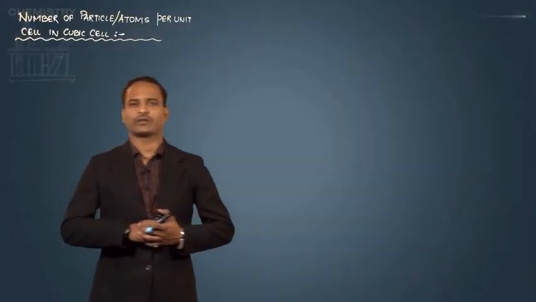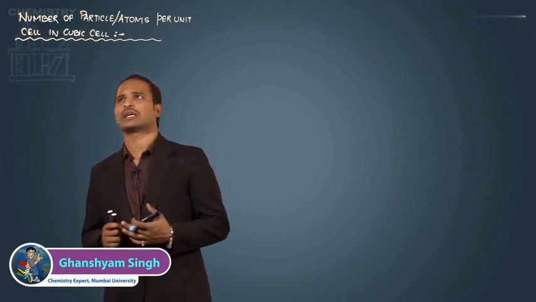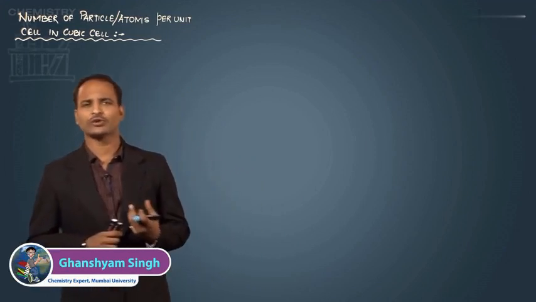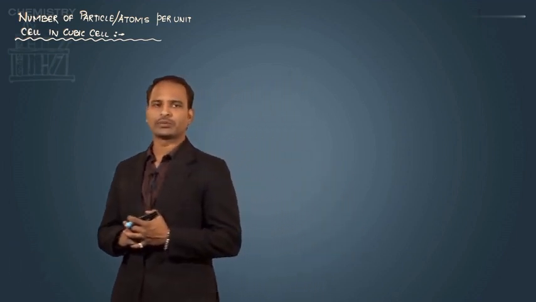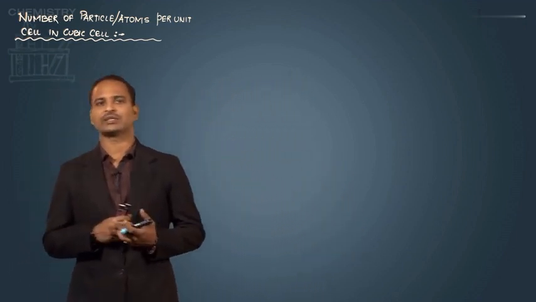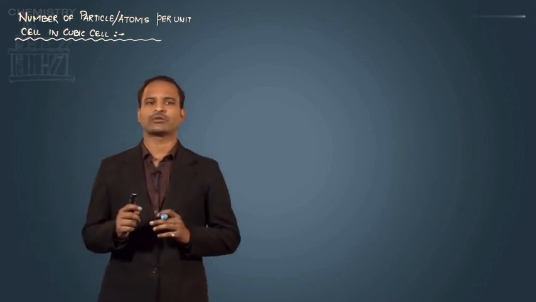The next, we have to determine the number of particles, or I can say the atoms, present in a single cubic cell. When I'm talking about the cubic cell, we have three different types of cubic cell: simple, body-centered and face-centered cubic cell.